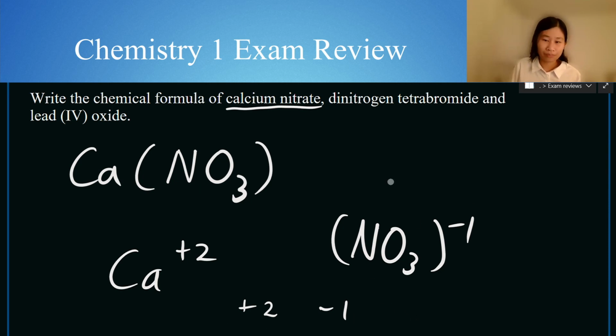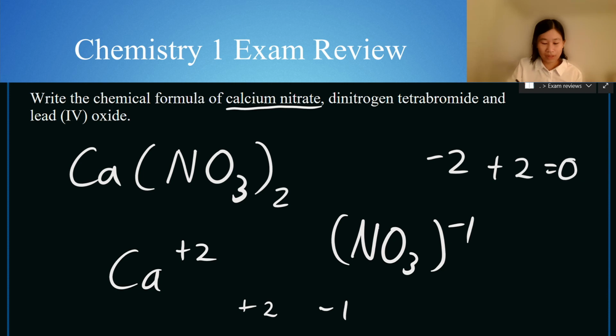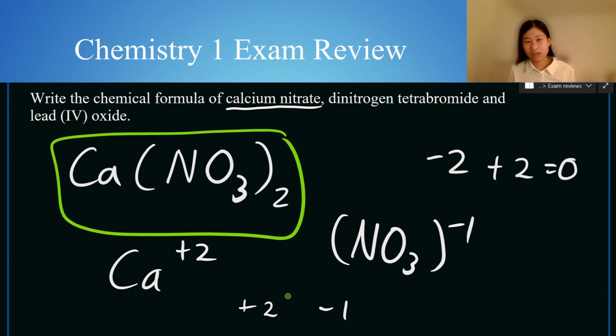Therefore, I need another negative to help me balance out this charge of calcium. So if I have two negative things, that's just -1 times 2, which equals -2, and then I add 2 to it, I get 0, which is what I want. Therefore, we can say that this is the formula for calcium nitrate.